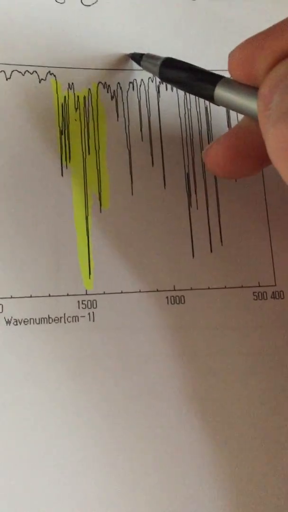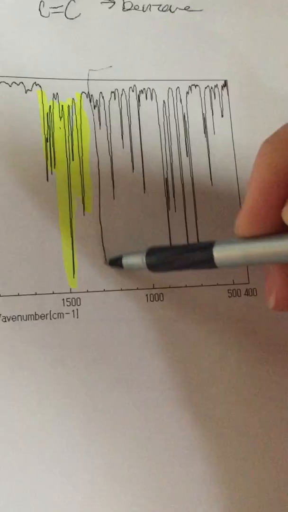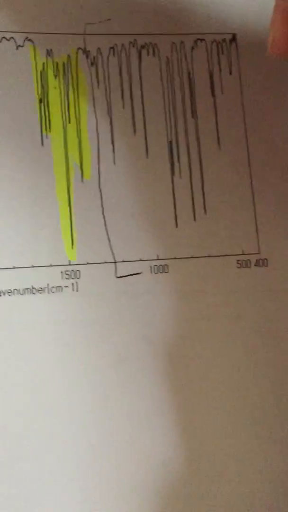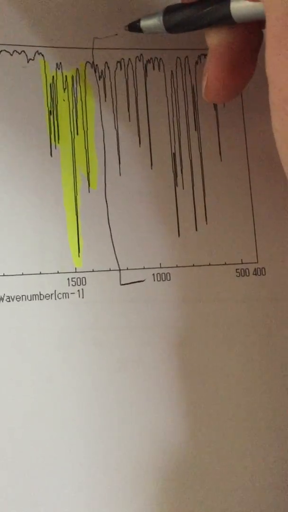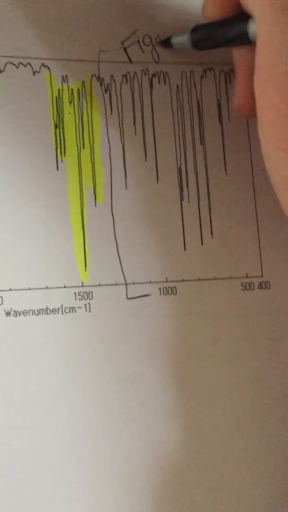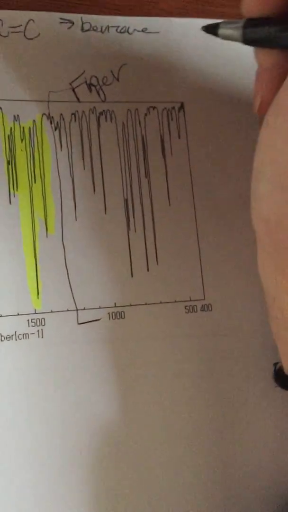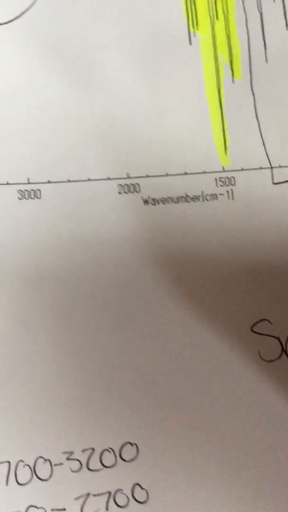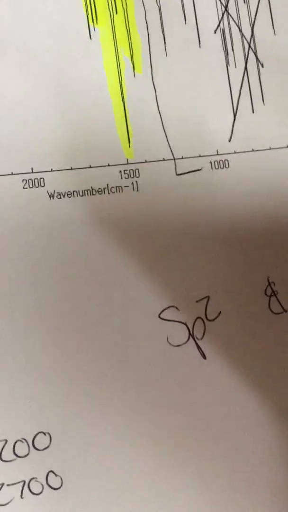So this whole region over here is a whole bunch of nothing. We call this the fingerprint region, and with further investigation, you could decipher this, but for, whoops, I spelled fingerprint wrong. For this, we're not going to do anything with this, so we're just going to cross that out. So we've narrowed it down to an sp2, and benzene or benzenes are present.